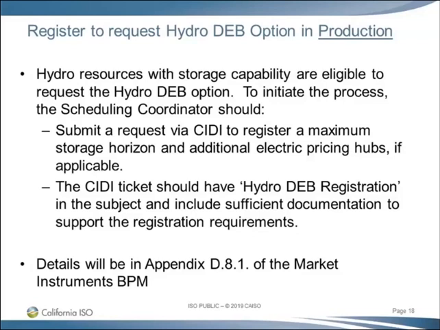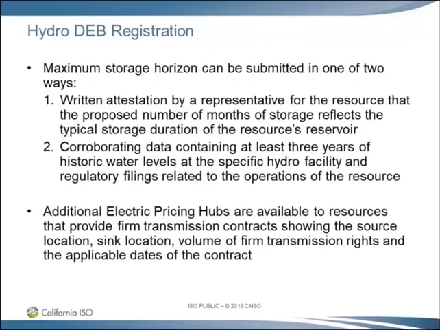I want to talk a little bit more about this maximum storage horizon. So for the hydro DEB registration, we need that maximum storage horizon, and there's two ways you can provide that information to us. The first is a written attestation providing us the proposed number of months of storage, et cetera, by a representative of your company. And the second is to provide data for at least 3 years of historic water levels for that specific hydro facility and regulatory filings related to the operations of the resource. So you have two options there.